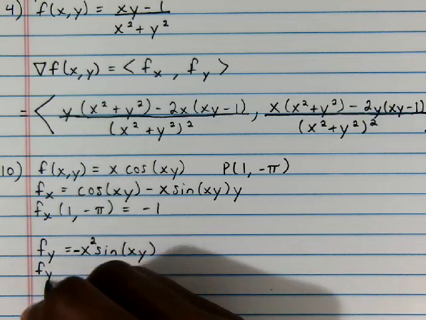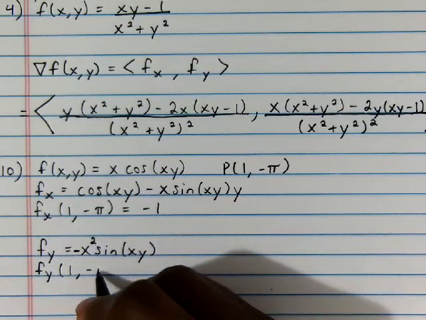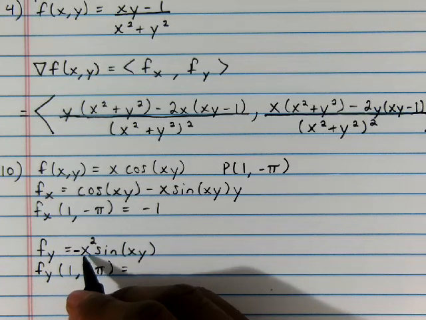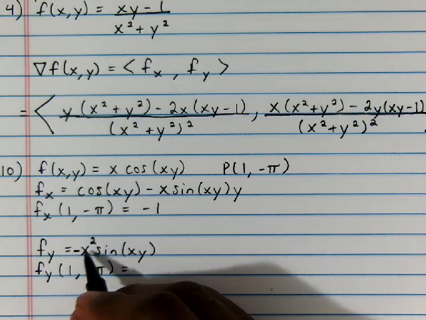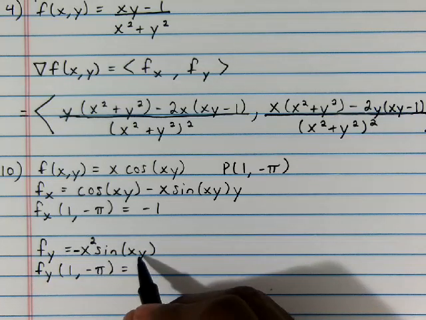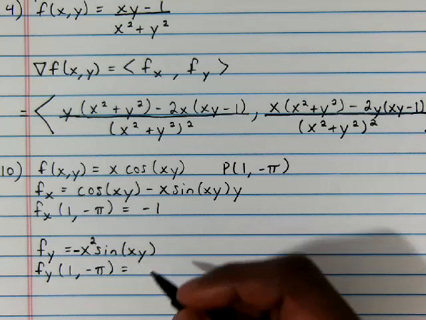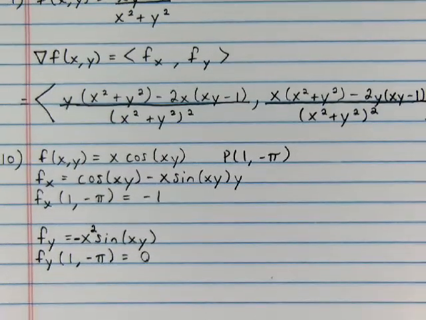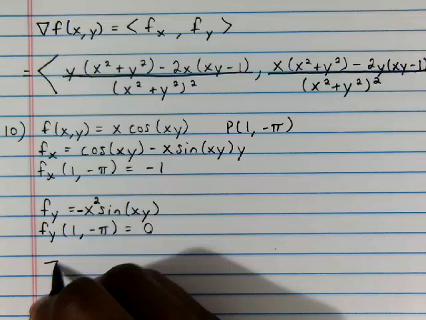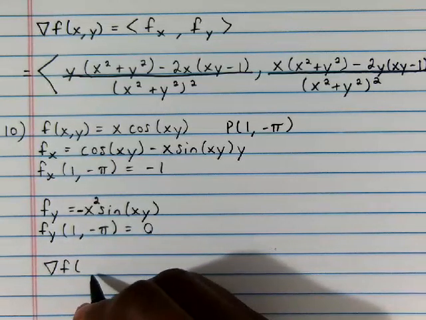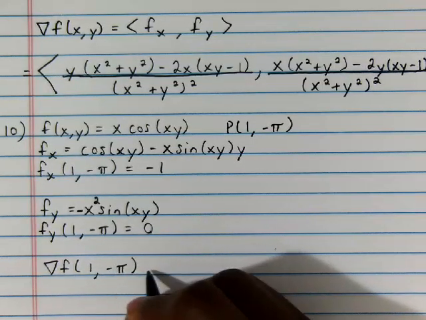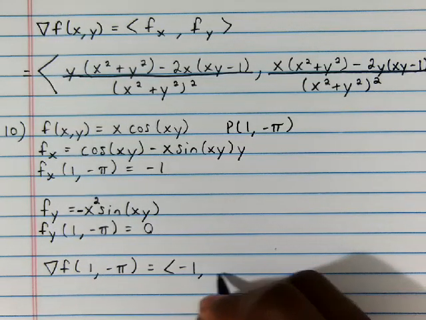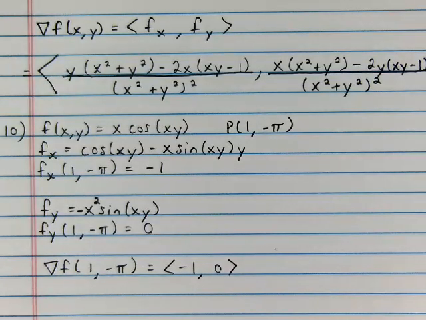So we need to evaluate this at our point (1, negative pi). So the 1, then for our x, we just get negative 1, and then sine of negative pi, that just gives us 0. So we just get 0 here. So now remember, your answer should be in vector form. So the gradient of f at (1, negative pi) equals the vector (negative 1, 0). All right.